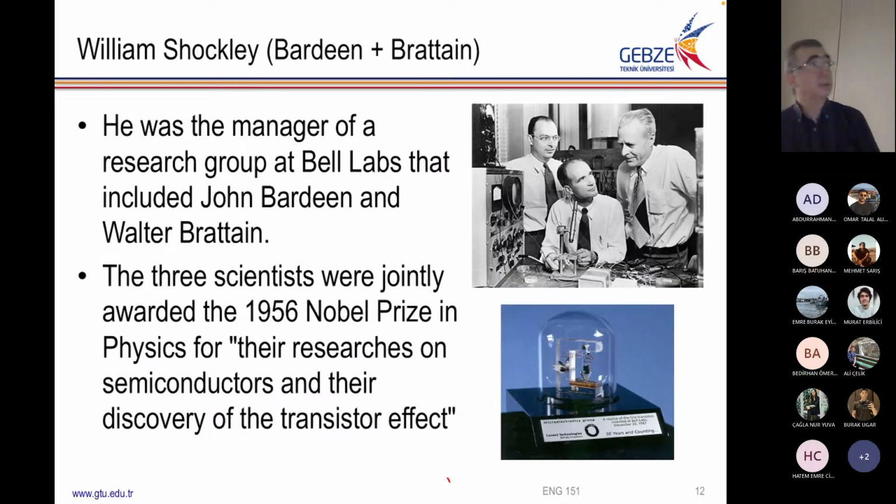These are the guys who invented the transistor: Shockley, Bardeen, and Brattain. They were awarded the Nobel Prize in 1956 for their contribution in semiconductors, and the transistor you see in the bottom image is the transistor they worked on for the first time, in the museum. First transistor, 1947.